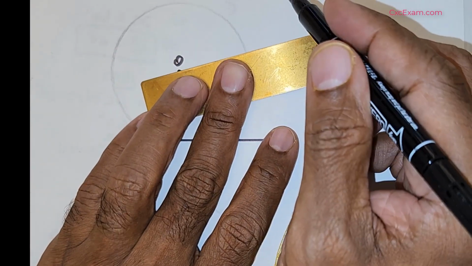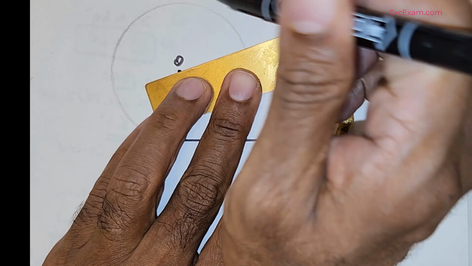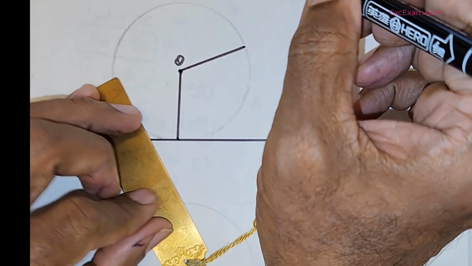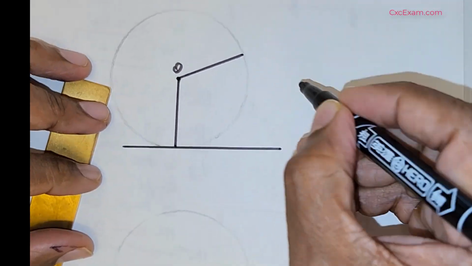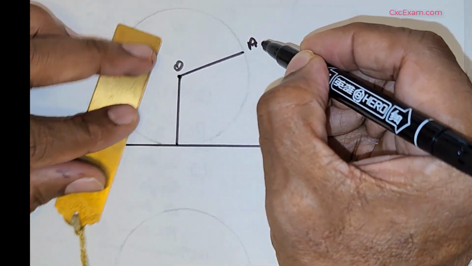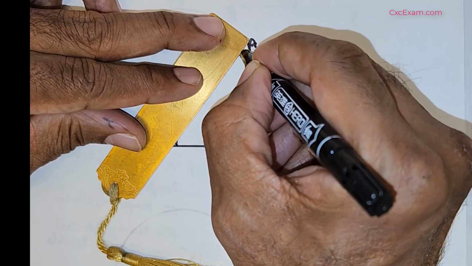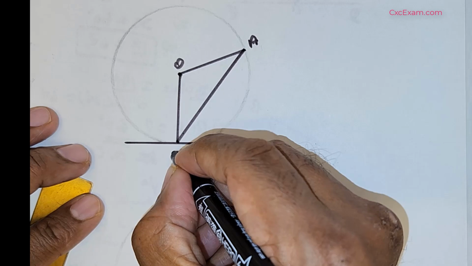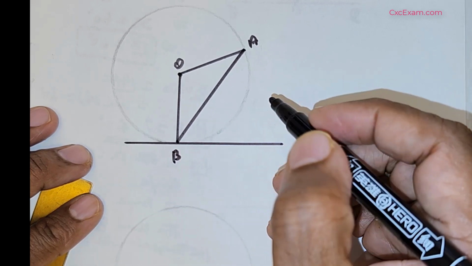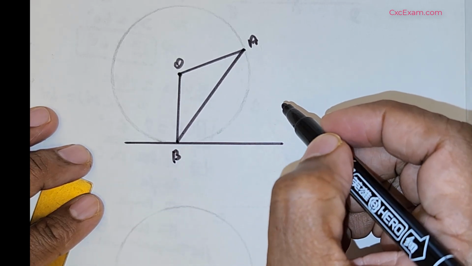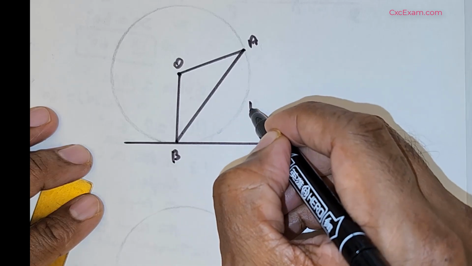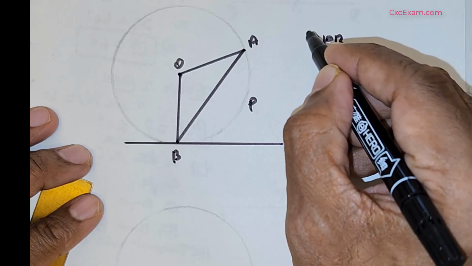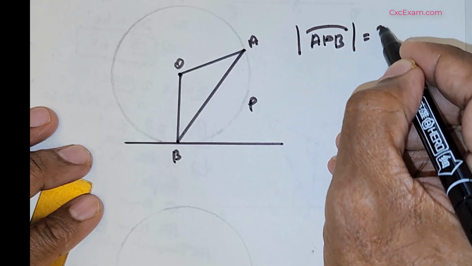And then this O also hits the point, say, A. So from A we have a chord hitting the point, say B. Now we have to find the arc length APB. This is required.